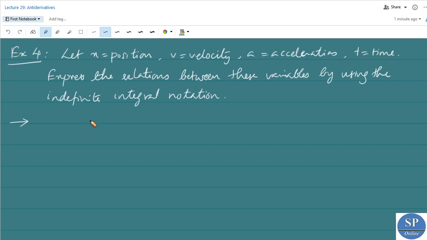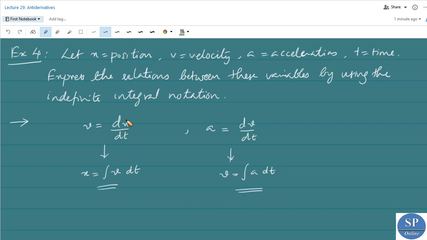We have the velocity v is the rate of change of distance, that is dx by dt. Also we have the acceleration a is equal to the rate of change of the velocity, that is dv by dt. So from this, using the integral notation, we can write x is equal to integral of v dt, and the velocity v is equal to integral of the acceleration a dt. So these are the required relations between these variables using indefinite integral notation.